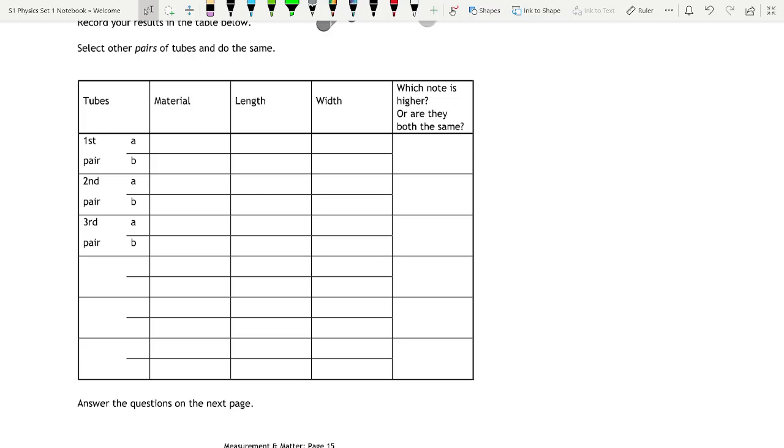So we've got a difference there. So what I would write down is my materials would be plastic and plastic. The length, medium and short. And the width is both the widest. And then it says which note is higher, or are they both the same? So which note is higher?